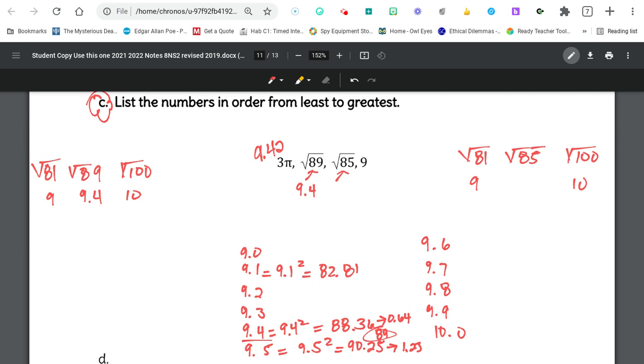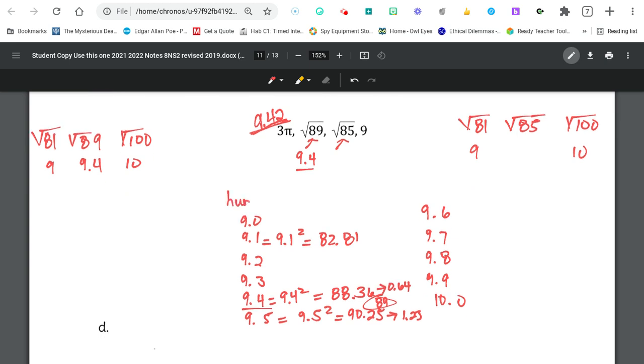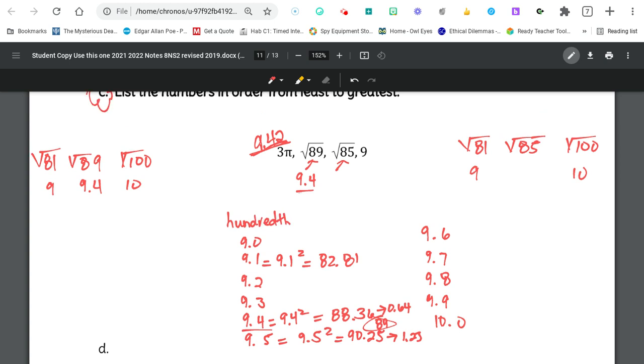Which is the same as, oh, I need to approximate that to the nearest hundredth, because it's really close to 9.42. You definitely need to approximate that to the nearest hundredth. The only reason I'm saying do that is because 9.4 is so close to 9.42. I want to be sure. So I'm going to approximate all of these to the nearest hundredth.